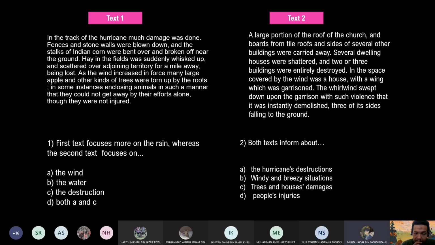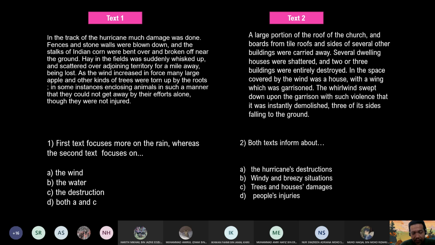For text 1 is C. The destruction. Yes. Okay, very good. What about number 2? How they are similar? Both of them tells about what? The hurricane's destruction. Yeah, the hurricane destruction. Because yang ni dia tak ada, kalau people injuries, ini tak ada, text tu tak ada. They more to destruction on the facility, not the people. Tapi kat sini maybe ada.